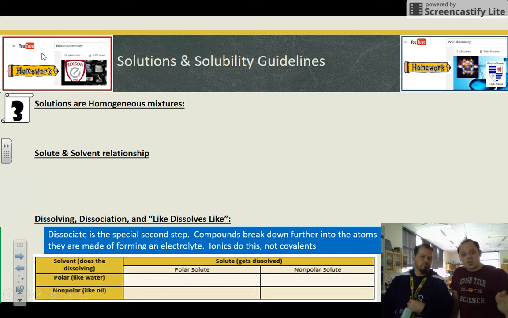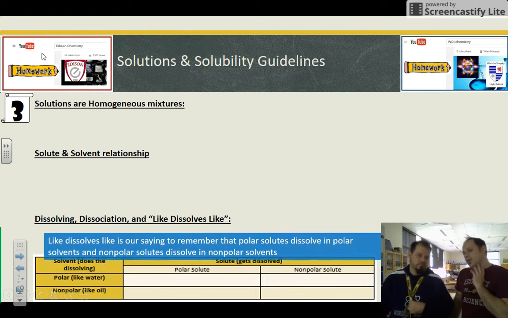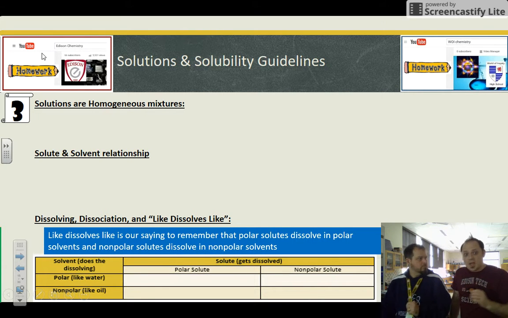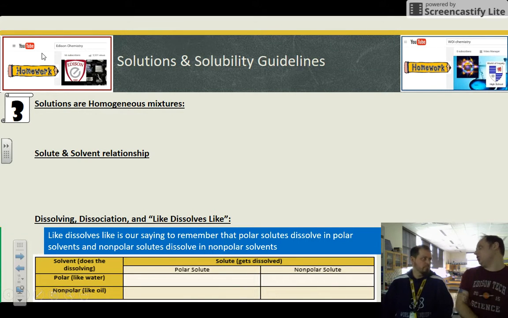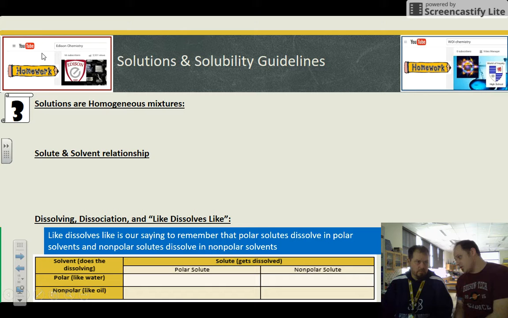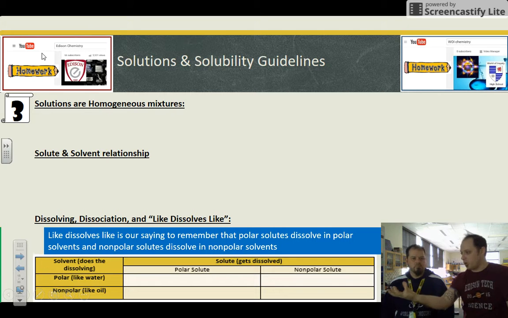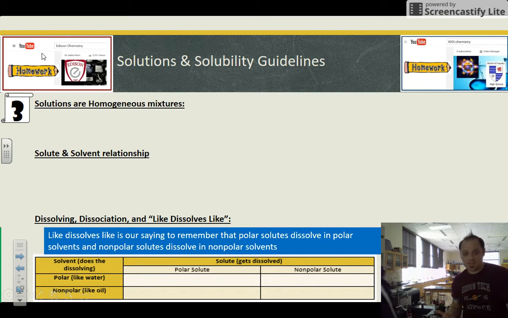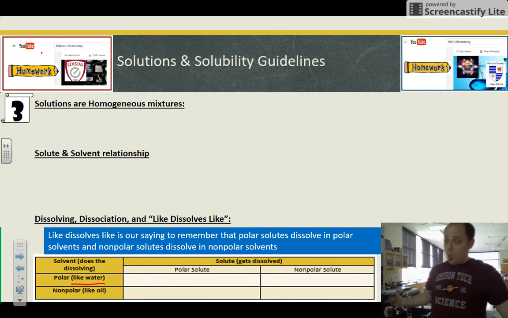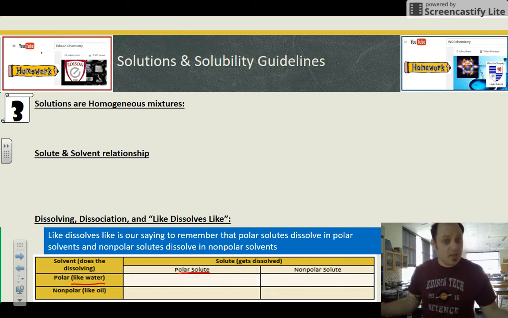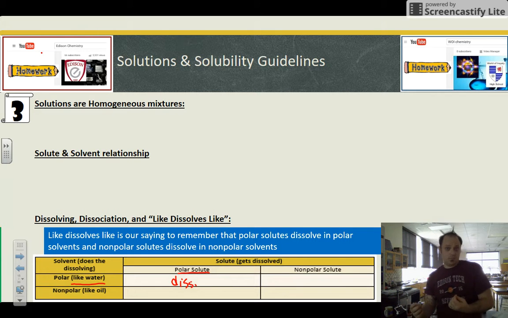Now that leads us to this term we use all the time, like dissolves like. It needs a little description. It is our saying to help us remember that only polar solutes will dissolve in polar solvents, and only nonpolar solutes will dissolve in nonpolar solvents. If you have a mismatch, meaning one polar and the other nonpolar, it's not going to mix. Water's polar, so if I put a polar solute into it, it will dissolve.